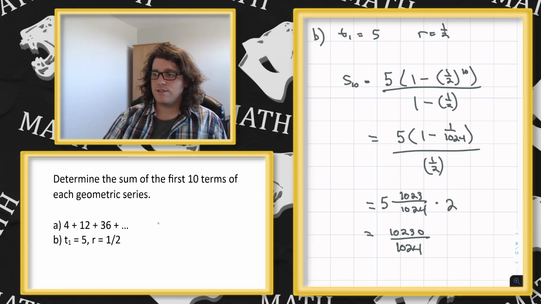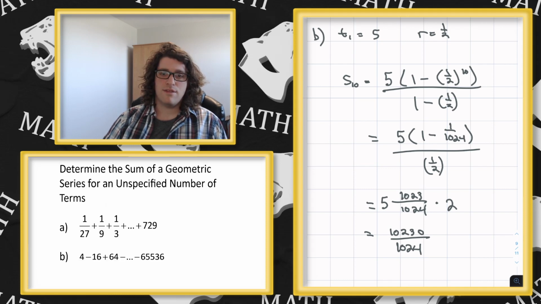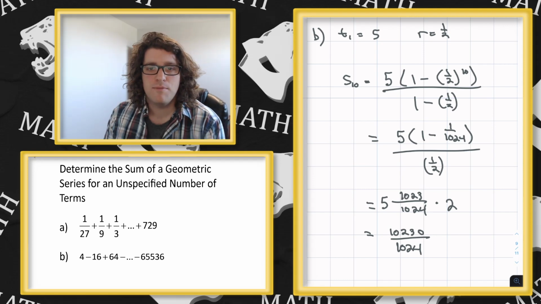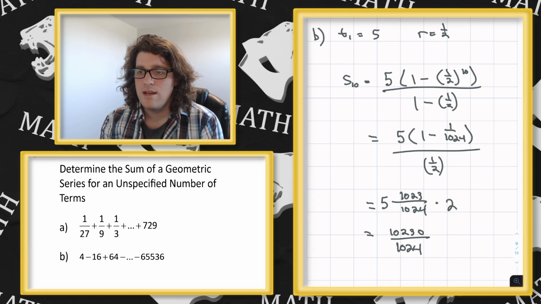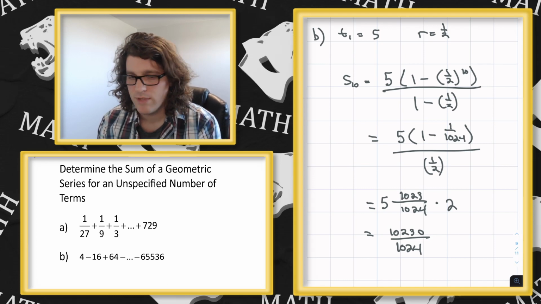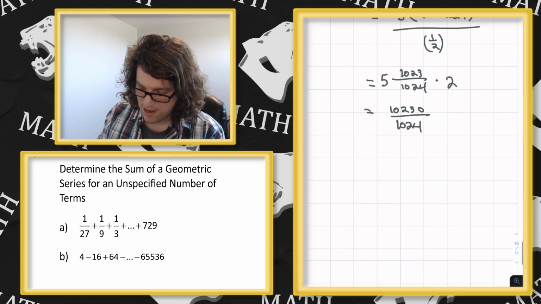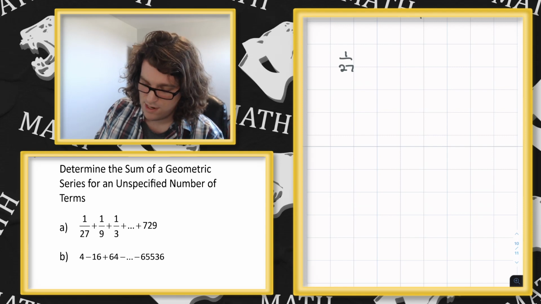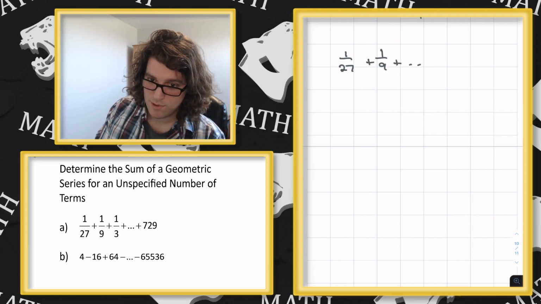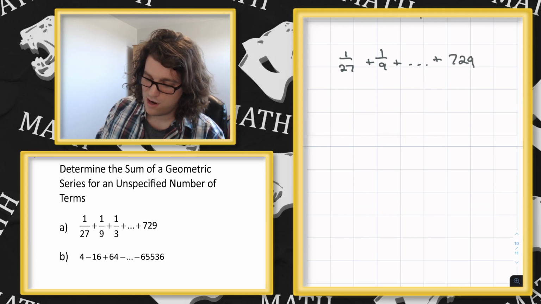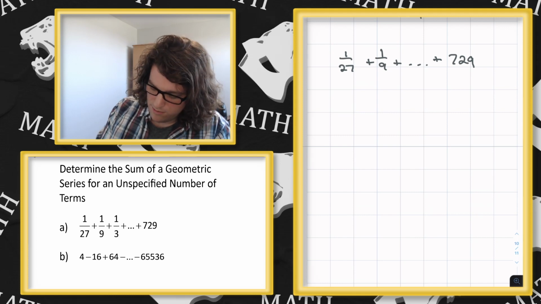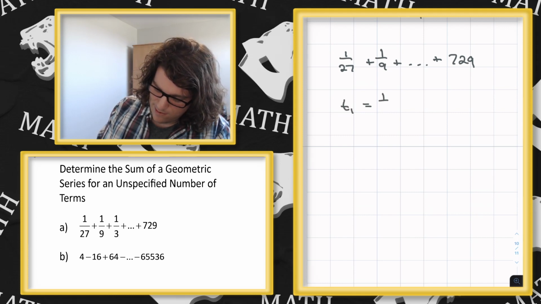All right, so let's continue on, and I think this is the last little piece, and then we will be done. So determine the sum of a geometric series for an unspecified number of terms. Okay, so I don't know what the n value is for these, but we do know the beginning term is 1 over 27, and the end term here, I'm going to put the dot, dot, dot a little earlier, is 729. So what I do know is T1, and I know Tn is equal to 729.